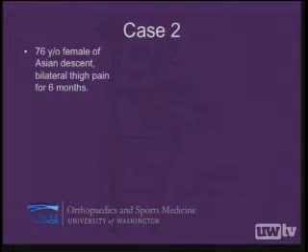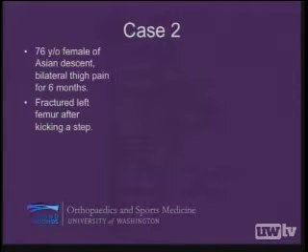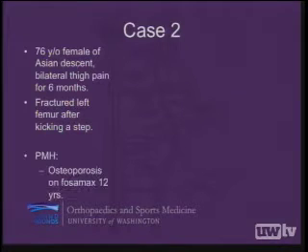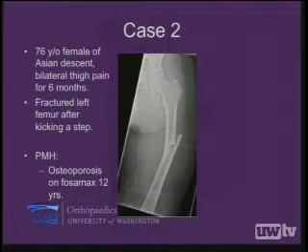Second case, 76-year-old female, again of Asian descent, with bilateral thigh pain for 6 months. She fractured her left femur after kicking a step. There was not even a fall associated with it. She also has a history of osteoporosis. She's been on Fosamax for 12 years. These are her injury films.